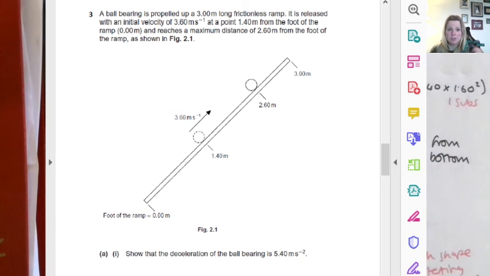So let's have a proper look at the question here. I have not figured out how I can get my mouse to point at things on the screen here. I feel like I used to be able to do it and now I can't, and I thought I was doing the same thing. So there's going to be a lot of this going on.